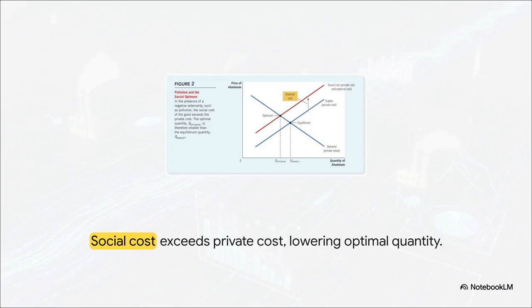Because the social cost is higher, its optimal intersection with consumer demand happens further to the left, meaning the socially optimal quantity of aluminum is actually much smaller than what the free market produces on its own.